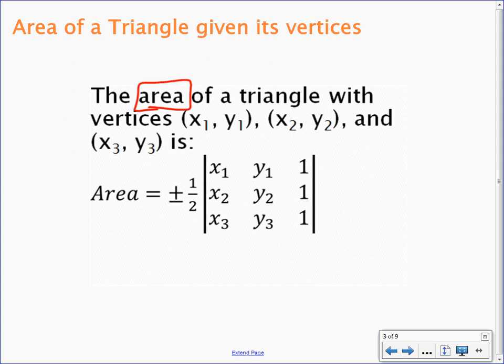Okay, so basically you have your plus or minus 1/2. You have a 3x3 matrix with these slashes, meaning you're finding the determinant. You're going to put in your coordinates, and it really doesn't matter which one comes first in your rows. You just need to put in your coordinates x, y, x, y, x, y, and then your third column is 1.